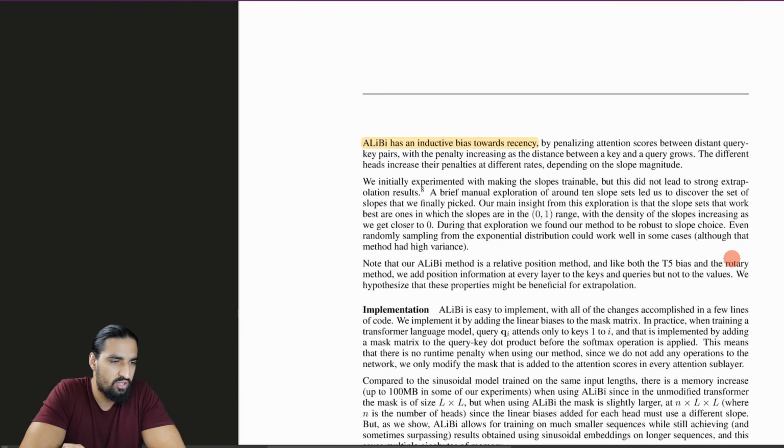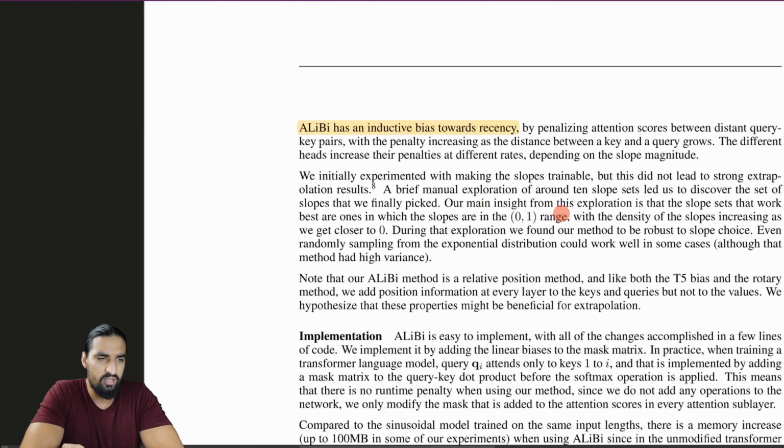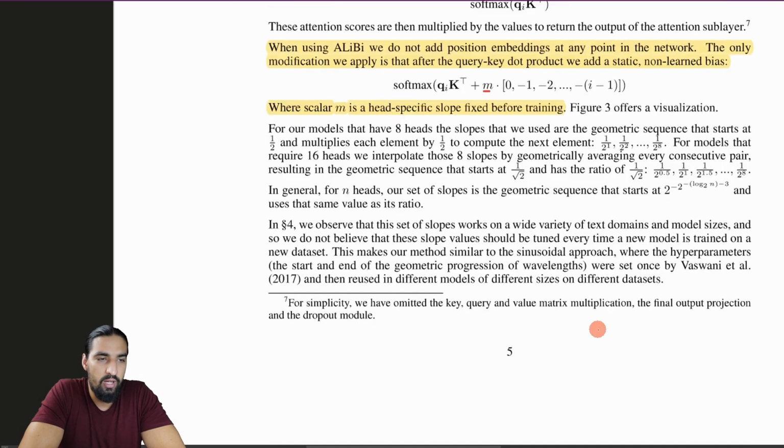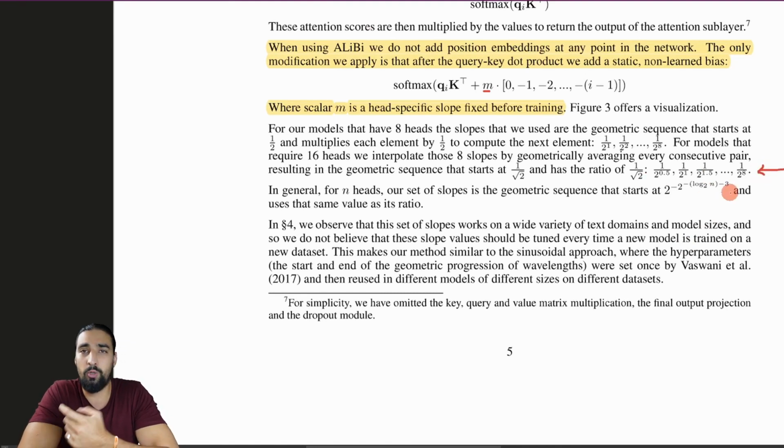So they did some ablations, they mentioned it here somewhere. Our main insight from this exploration is that the slope sets that work best are the ones in which the slopes are in the 0 to 1 range, with the density of the slopes increasing as we get closer to 0. And as we see, these sequences do obey those properties pretty much. They're between 0 and 1, and it gets denser as we get closer to 0, because 2 to the 8, and then 2 to the power of 9, so it's getting closer and closer. It's converging to 0 as n, where n is the exponent, goes to infinity. That's me trying to be mathematically rigorous, but it's not working.